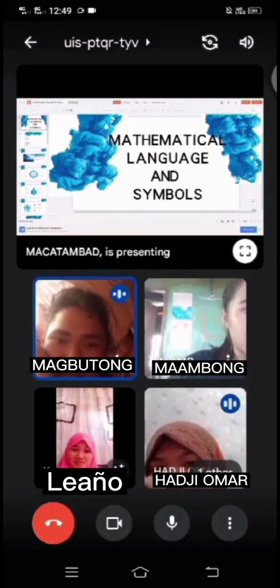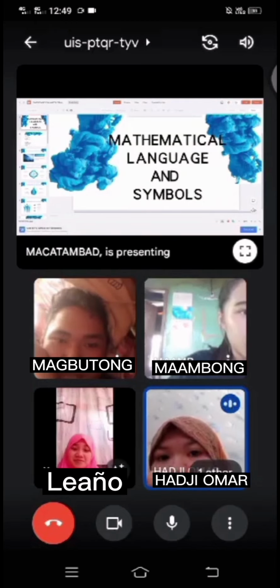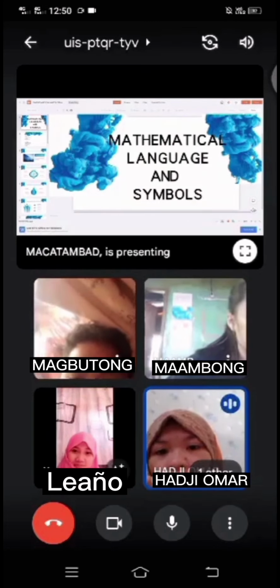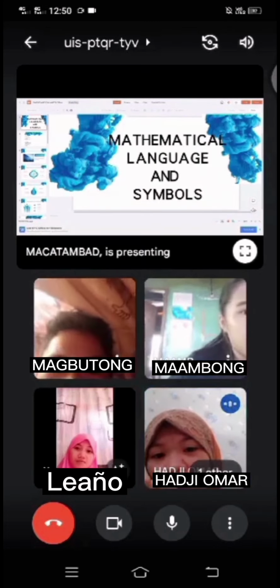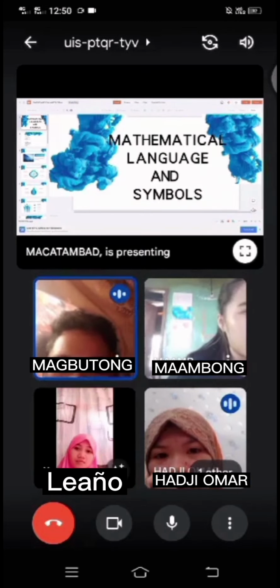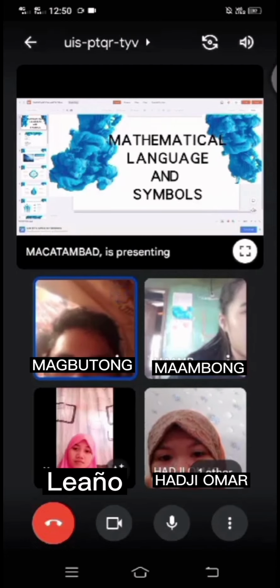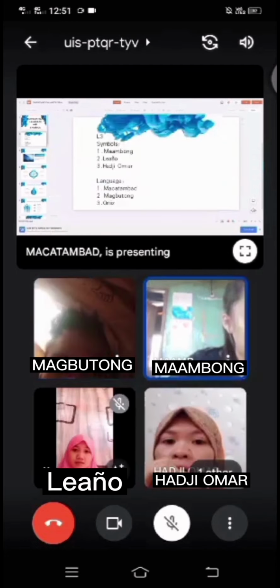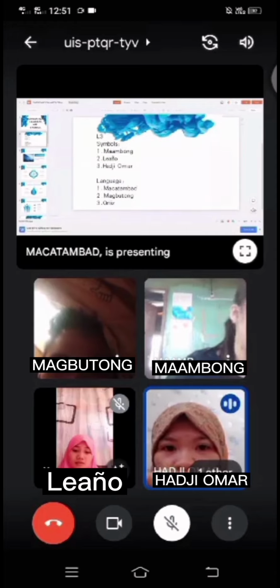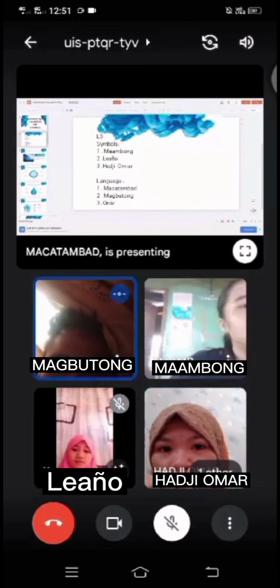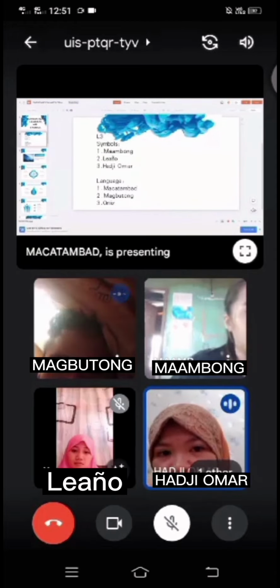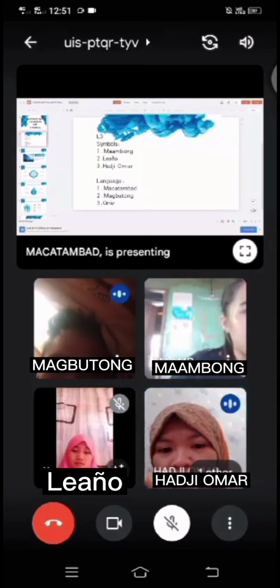I will introduce our topic for today, which is the mathematical language and symbols. And now I will distribute your topic for your reporting. So these are the assigned topics. For symbols: Imambong, Lianio, and Haji Umar. For language: Makatambad, Magbutong, and Ortiz.